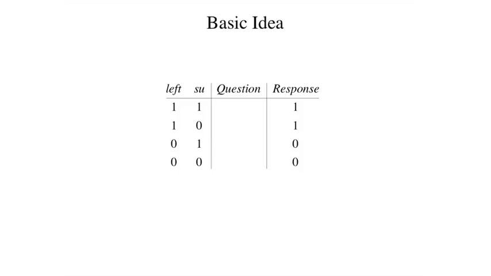We want to ask a question that will elicit one response, let's say true or 1, if the stadium is to the left, and a different response, for example, false or 0, if the stadium is to the right. Note that the response in each case may differ from the actual truth of the question depending on whether the informant is from Stanford or from Berkeley.